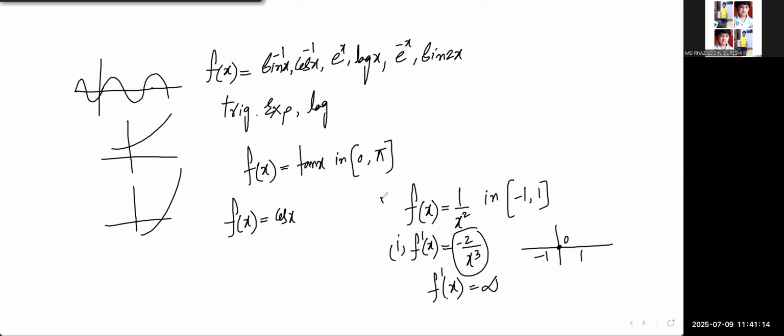Remember this special case: f of x is equal to 1 by x, same interval. This is your special case. Except these two cases, every function is continuous and every function is differentiable. That's all.